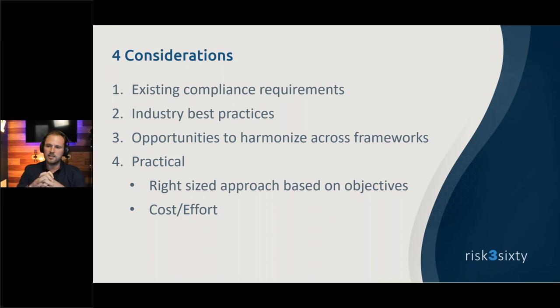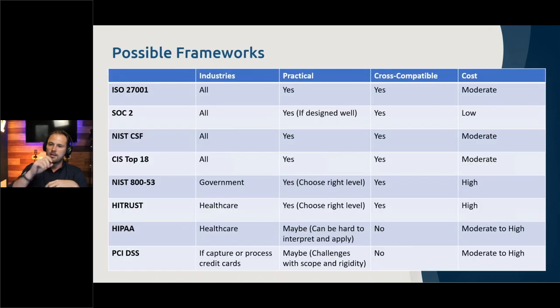And then lastly, think about what's practical. Based on your business objectives, what's going to make the most sense from a cost and effort perspective? Because if you're a small business, you probably don't want to choose a huge framework like NIST 800-53. Maybe something like CIS makes sense. Conversely, if you're a very large, complex organization with a lot of risk, you wouldn't want to choose the lightest possible framework. You might need something more robust that covers your particular risk.